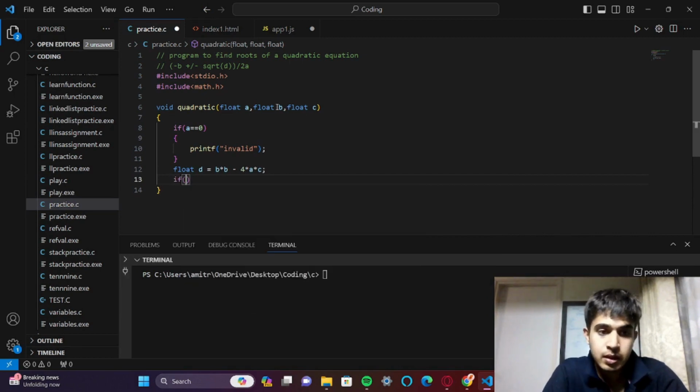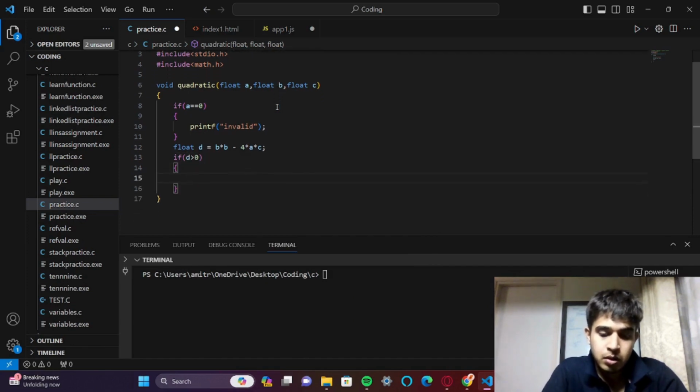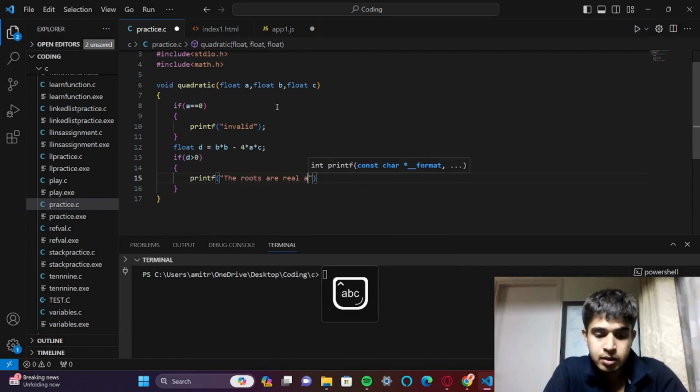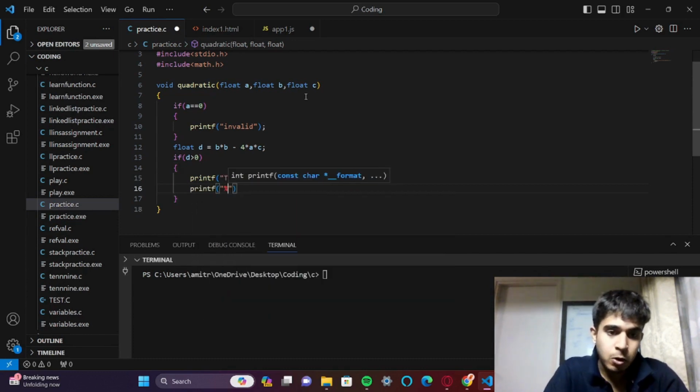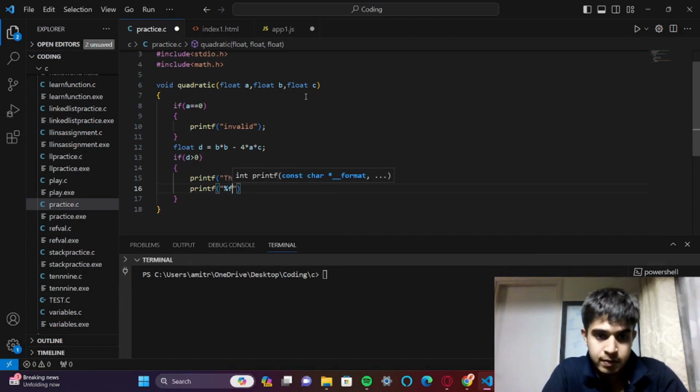Now if d is greater than 0, printf the roots are real and distinct. I'll also include a new line character. Then printf, my format specifier for a floating point value is %f. So %f \n %f.